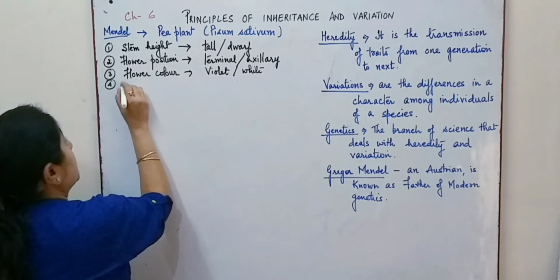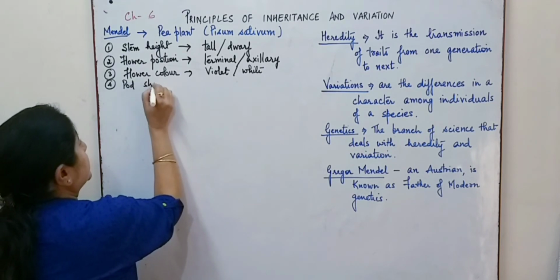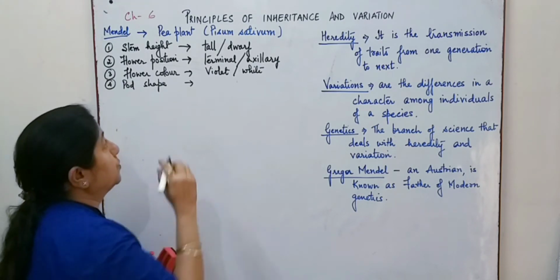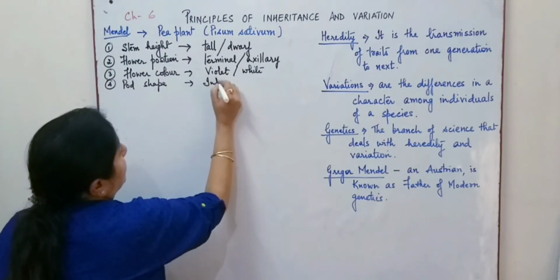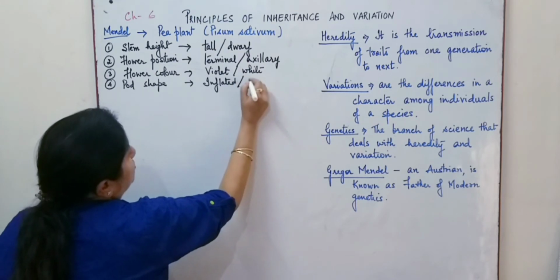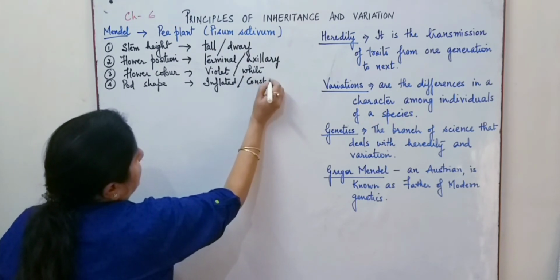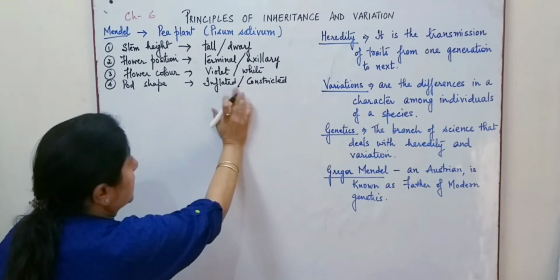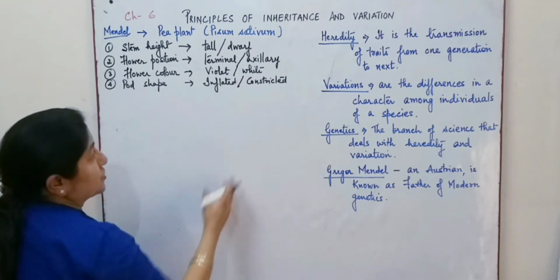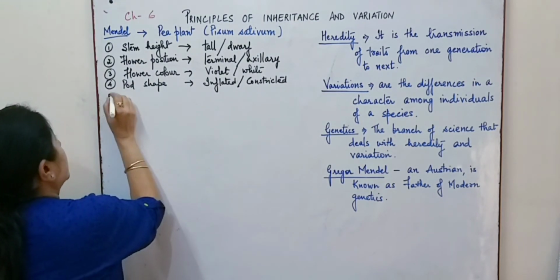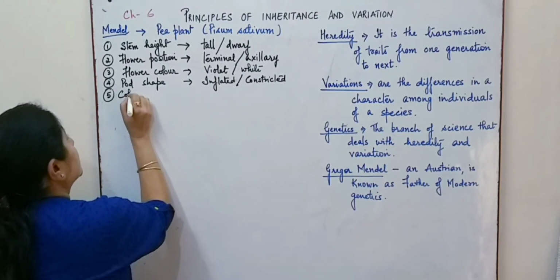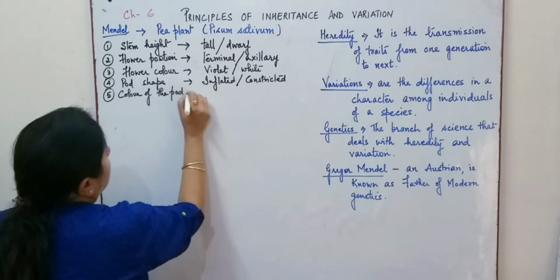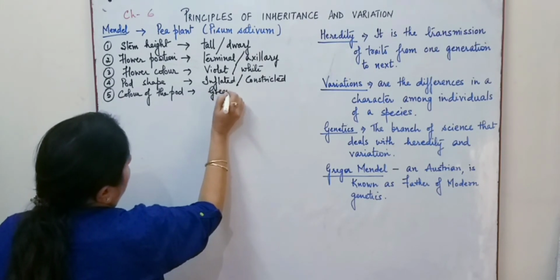Then it was the pod shape, whether the shape of the pod was inflated or constricted. Now these are very clearly demarcated or different characters which are observable. Then the color of the pod, green or yellow.